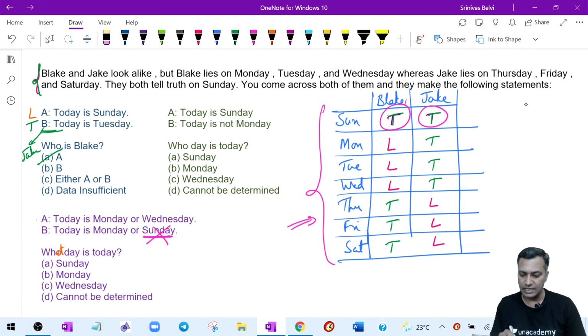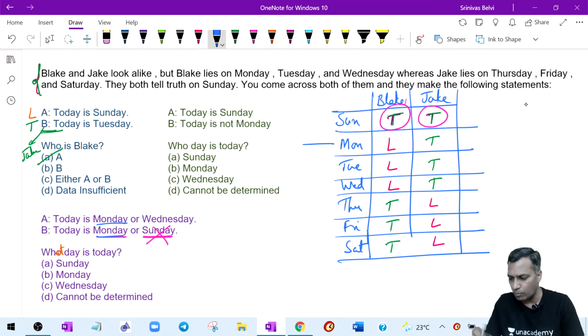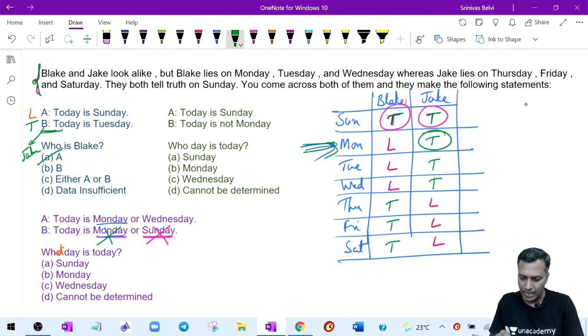Let's assume that today is Monday, then both of them are commenting it is Monday. On Monday, can both of them tell the truth? On Monday, both cannot tell the truth. Only one of them would tell the truth on Monday, and hence it is not Monday either.